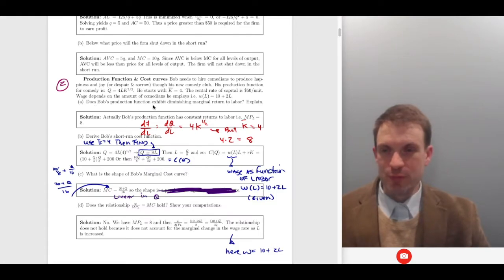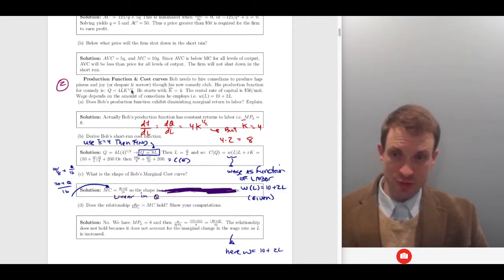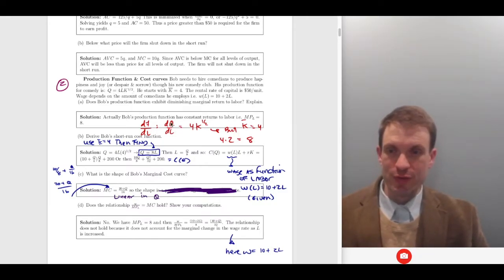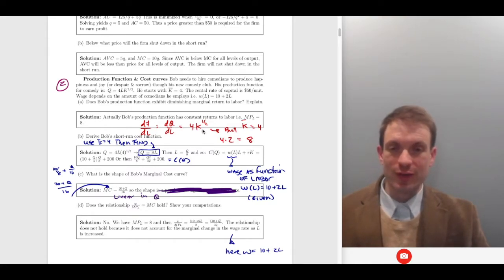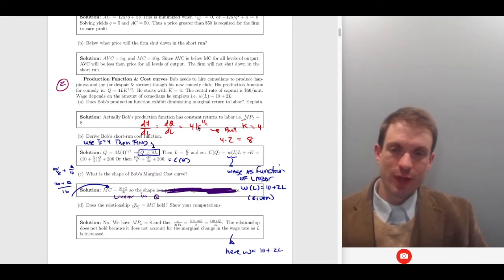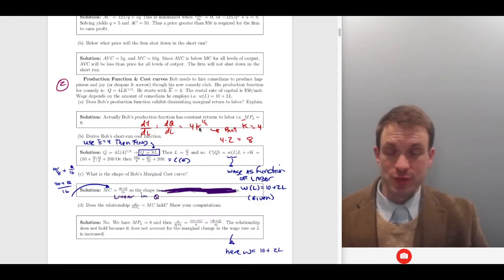So then the question is, does Bob's production function exhibit diminishing marginal return to labor? Well, to do this, we're going to take the production function right here, take the partial with respect to L. So the derivative here is going to be df dl, where f is a function of L and K, or just dq dl. And so when we take this derivative, the 4 and the k to the half come along for the ride. It's a constant. The L goes to 1. And so our marginal product of labor is just going to be the 4k to the half. However, k is fixed at 4, so this is going to be 4 times 2, or 8. So actually, Bob's production function has constant returns to labor. Marginal product of labor is 8.